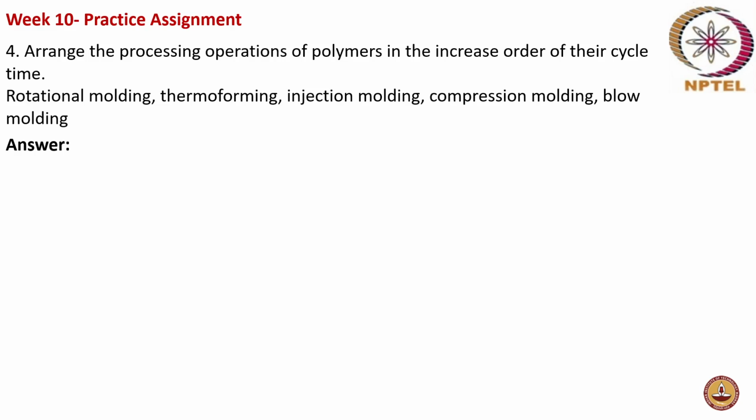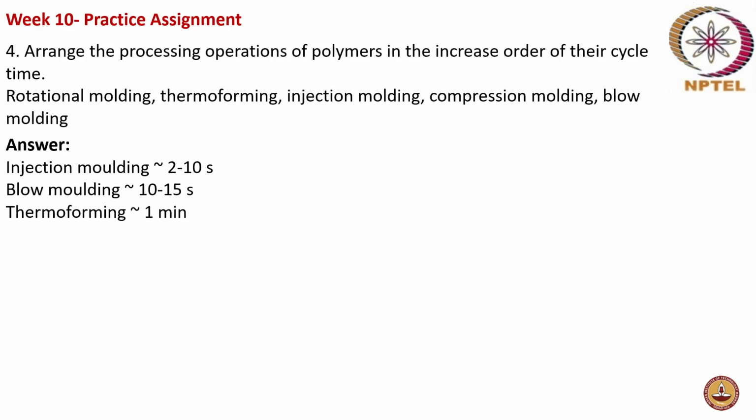So the answer is injection molding takes the shortest time. It takes only 2 to 10 seconds. Next is blow molding. Blow molding is used in bottle making. And this takes 10 to 15 seconds only.